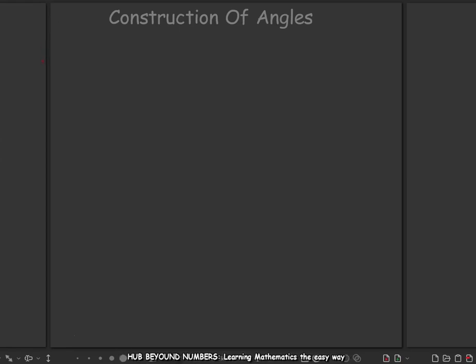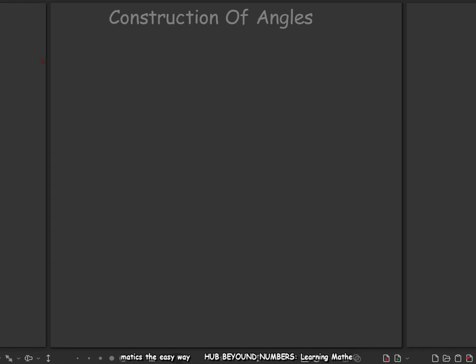Now in this video, we are looking at construction of angles. And I would advise that as you are learning, you also practice as well so you're able to understand. We'll first of all look at the construction of these basic angles such as 60, 120, 90, and then 45, and what have you. Let's quickly go into it.